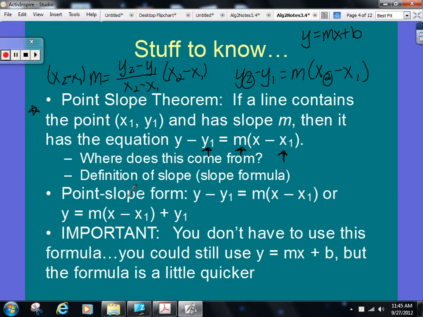Now, you can write it this way: y equals m times (x minus x1) plus y1. They just added y1 to both sides. Why would you ever want to do that? Well, if you wanted to type it in your graphing calculator, you have to have y by itself. Again, you can use y equals mx plus b. This is a little quicker. You would get to the mx plus b if you distribute your slope and then combine all your like terms, and you'll end up with that slope-intercept formula.